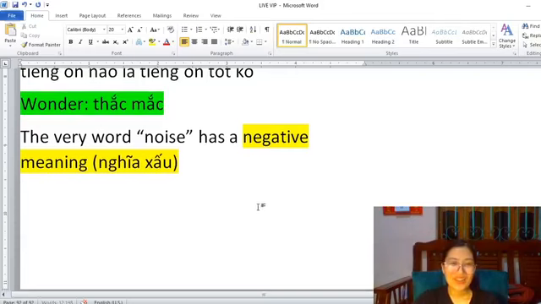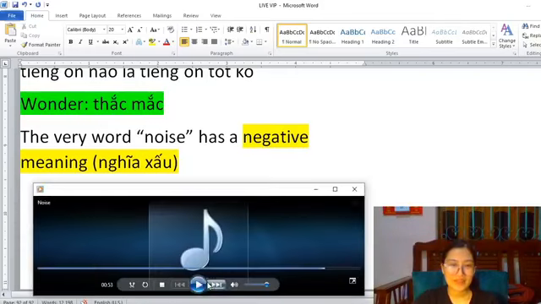Xong chưa? Rồi, câu cuối nha các bạn ơi, nhớ comment lại cho cô nha. But if you say sound, it has a different meaning.